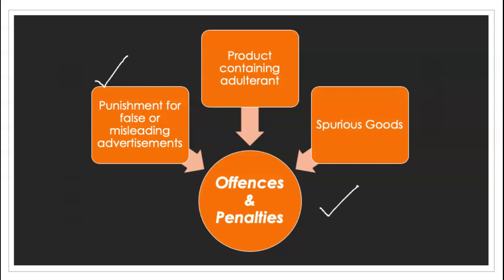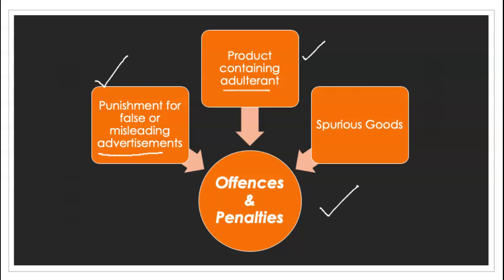lakh. And अगर ये offense वो दोबारा commit करता है, then in case of subsequent commission of the offense, the imprisonment is 5 years and the fine is 50 lakh. So that is the amount in cases of false or misleading advertisement. The next important thing Act provide करता है is penalties in cases of product that contain adulterant.